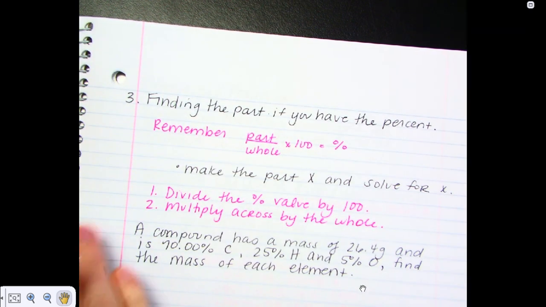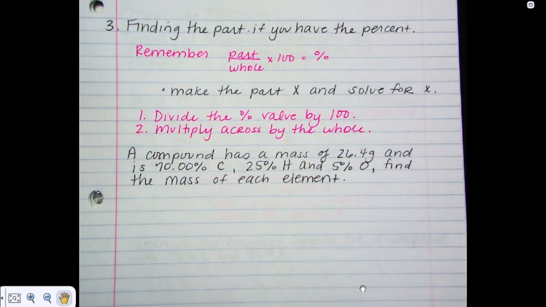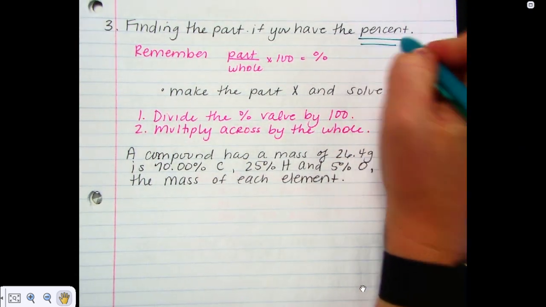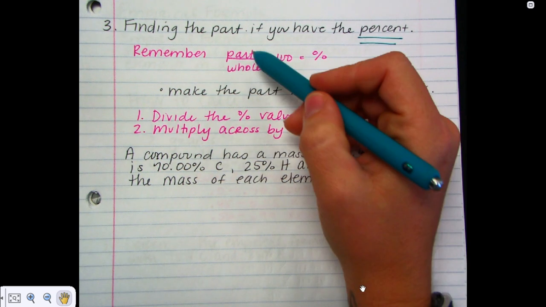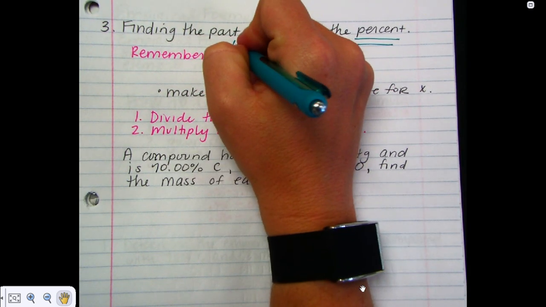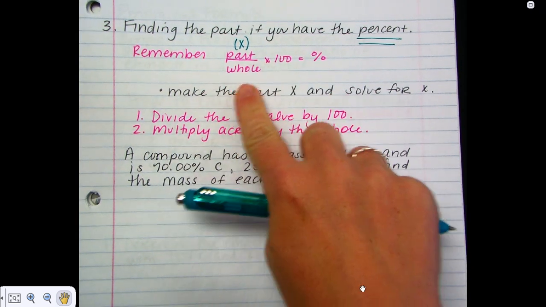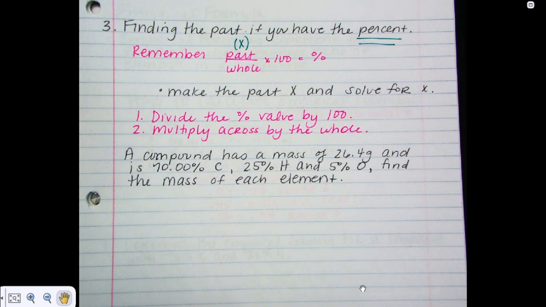So this time, we're going to go backwards. Talk about how do you find the part. If I have the percent of each part and I have the whole, how do I find how much the part was? Okay, this is just algebra. Make the part x, right? So make this x, make it a variable. You have all the rest of the things, solve for x, right?